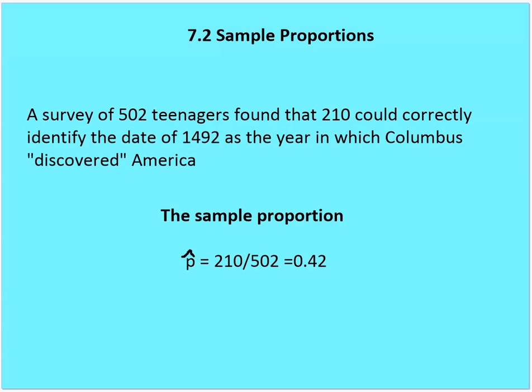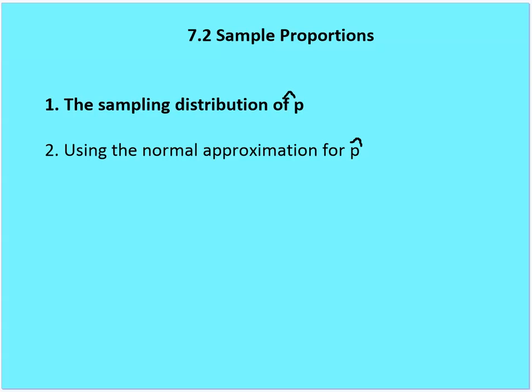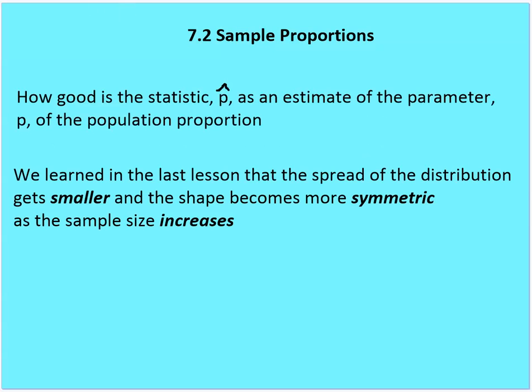So let's talk about sample proportions. We're going to do that by talking about the sampling distribution of p, and then we're going to use a normal approximation for the statistic p. All right, so those are the two things we're going to talk about, and this is going to be, again, on the shorter side.